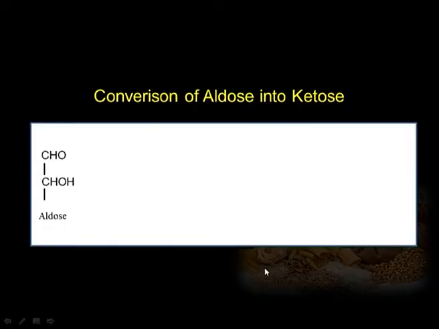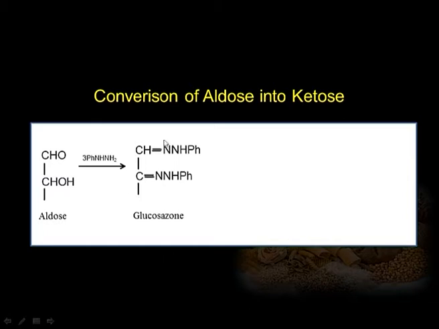So, let us see how this conversion of ketose into aldose or aldose into ketose can proceed. Suppose we have an aldose and we want to convert it into a ketose with the same carbon atoms. What is done? It is treated with phenylhydrazine and we get the osazone. The osazone of the aldose is prepared, and then this osazone is hydrolyzed. On hydrolysis, what will happen?